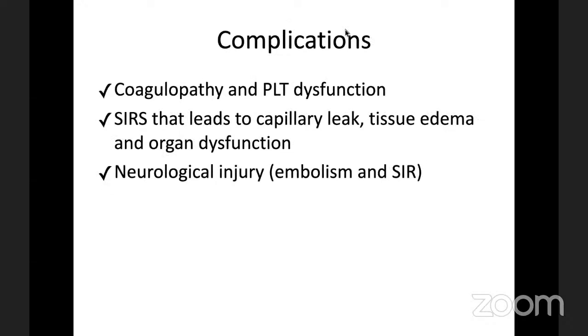And then moving to complications of deep hypothermia. Coagulopathy, platelet dysfunction, and systemic inflammatory response are really major complications of deep hypothermia. They lead to capillary leak, tissue edema, organ dysfunction, and then neurological injury because of embolism and the inflammatory response.